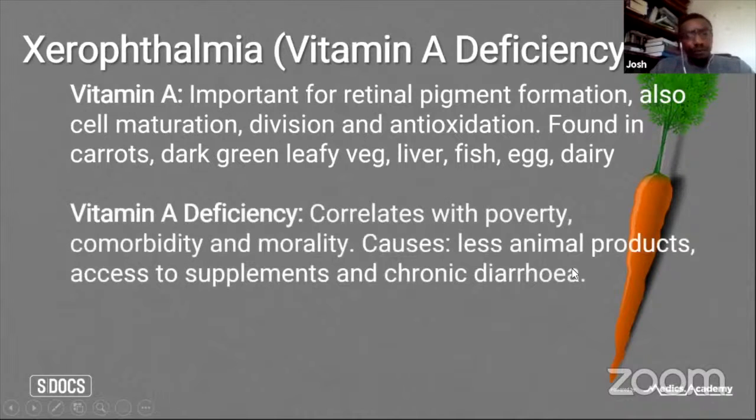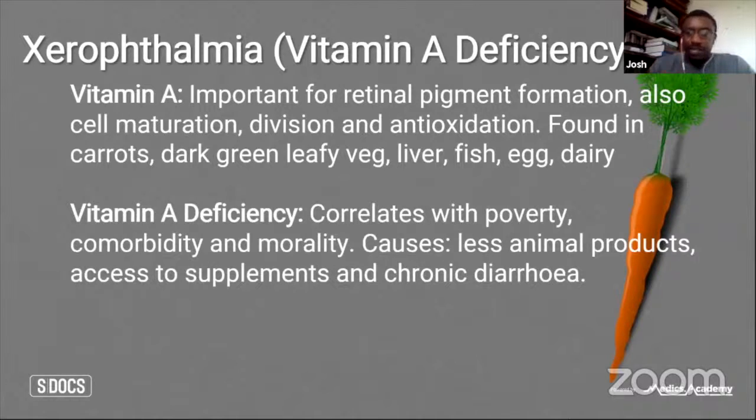Vitamin A deficiency is a really important topic and concept in global health as a whole, not just in ophthalmology. It correlates with poverty, with comorbidity and mortality. Why is this such an issue in some countries?